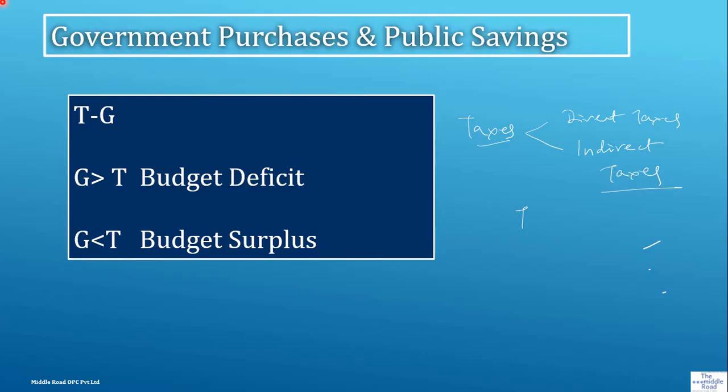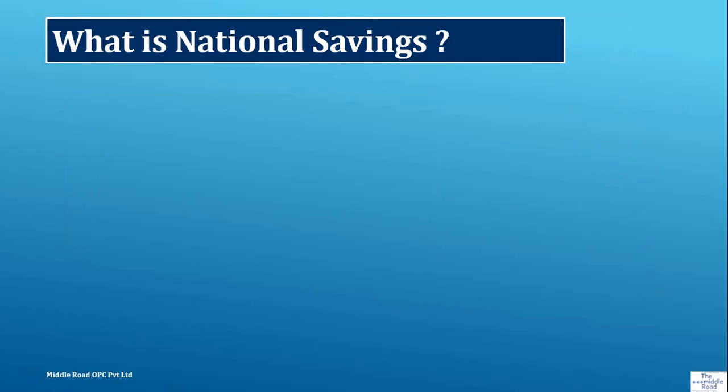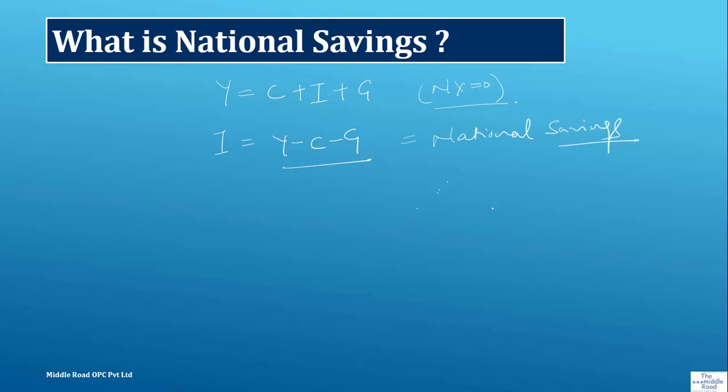What is national savings? We know that with NX equal to 0, we will not bring that in. So ultimately it is Y minus C minus G. Now I is nothing but the investment, and this is also known as national savings. Basically, the output you earn minus the consumption minus the government purchases gives you the net investment. It also gives you the net saving.